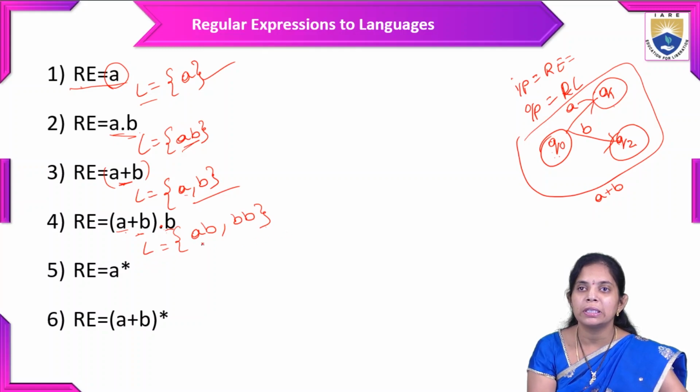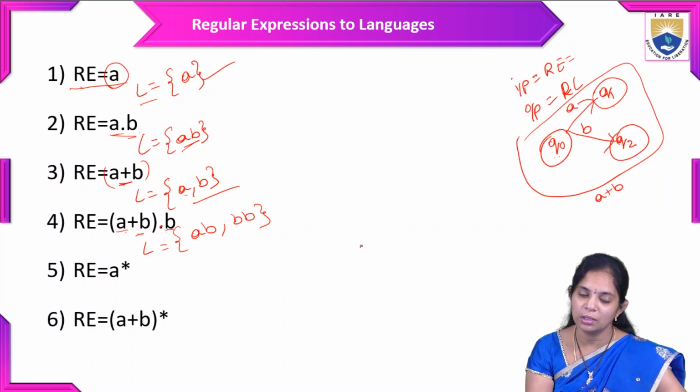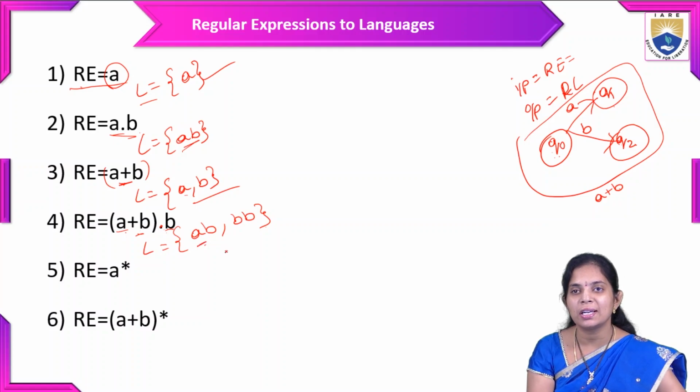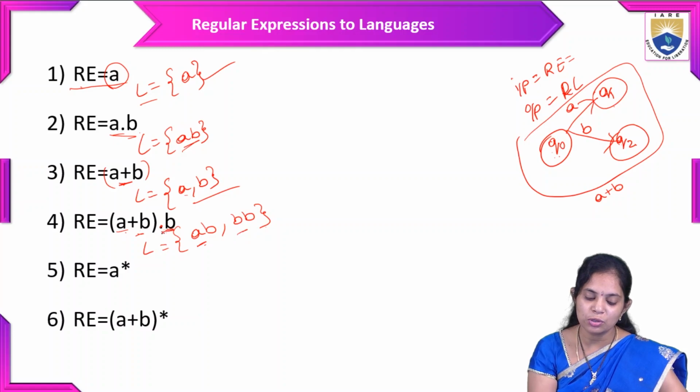Suppose it had iterations, we would need to write many values here. There is no iteration, so I am writing just two values here. (A plus B) dot B is equal to, we have two possibilities: the string either starts with A or starts with B, and it must and should end with B only. That is what we have written. So this is about regular expression 4.